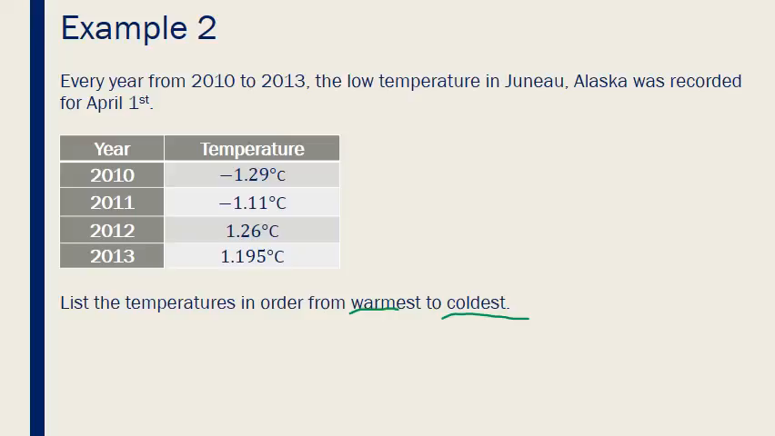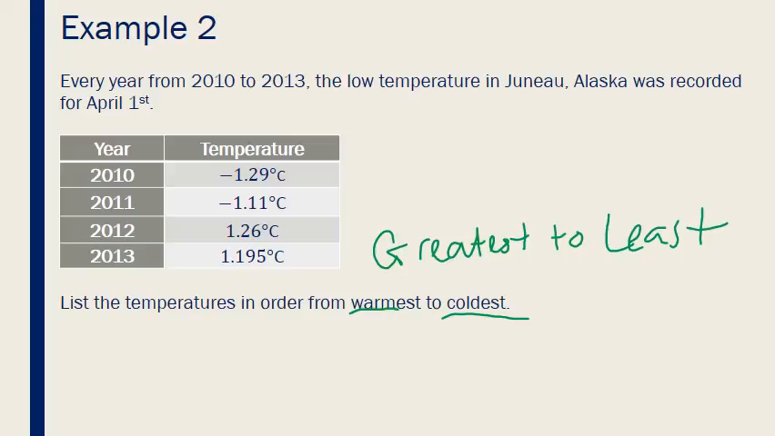Timothy, list the temperatures from warmest to coldest. Let me know what you and your partner did. All right, you and your partner decided to do for warmest. Did you say least to greatest or greatest to least? You said greatest to least. Why is that? Yeah, because it's a higher temperature, it's going to be warm. The colder the temperature, the least amount of temperature there is. Very good. So, greatest to least.